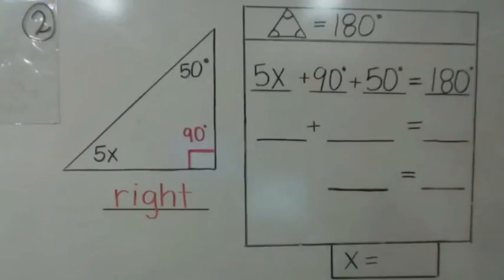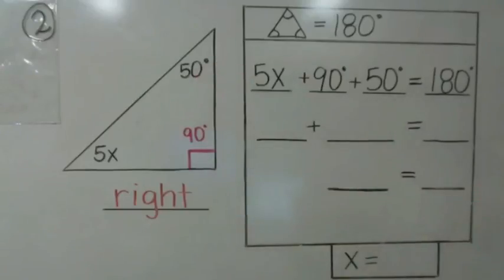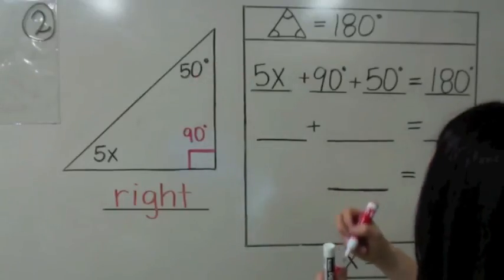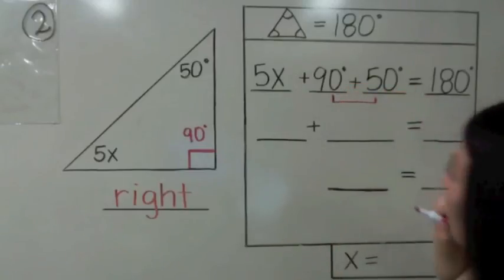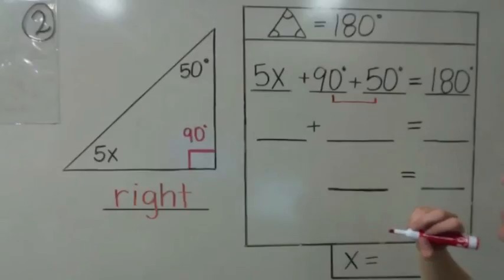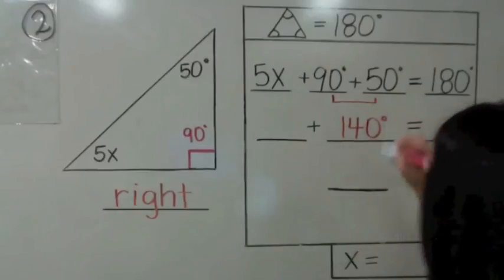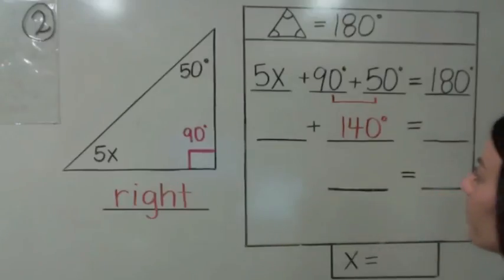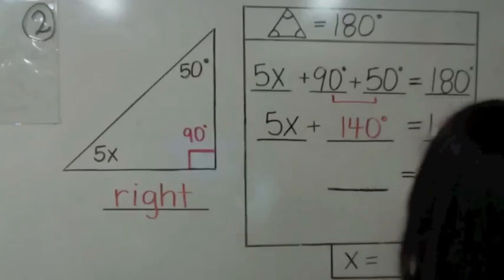So like I said, add these two together. In your calculator, I want you to tell me what is 90 plus 50. 90 plus 50 is what? It's 140. So this kind of looks like the other problem, right? 140 degrees. So we're going to rewrite 5x, bring it down, and 180.